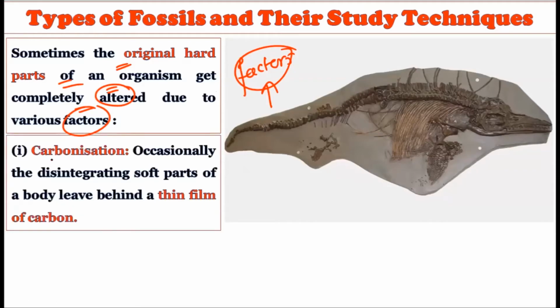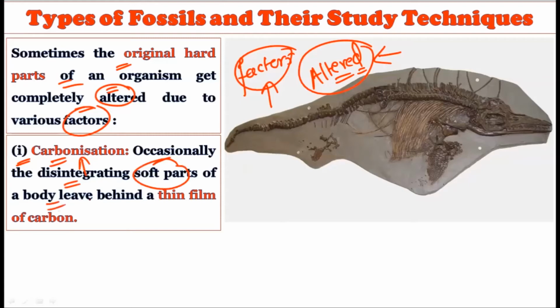See, the very first is carbonization. See what happens in carbonization. If there is an altered fossil, that is, the fossil is getting altered, then which types of processes take place to get these fossils altered? The very first process is carbonization. Now what happens in carbonization? Occasionally the disintegrating soft parts of the body leave behind a thin film of carbon.